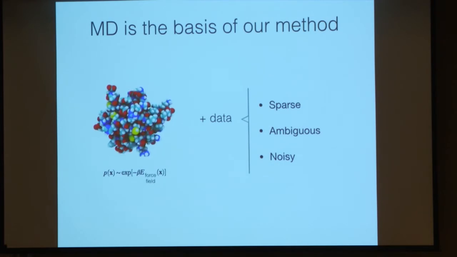When you have a lot of data from experiments, you don't need to do simulations. In the limit where the data is not good enough on its own to solve the structures, you need some kind of integrative approach that uses the data and the simulations.